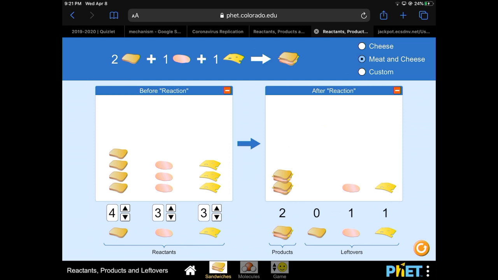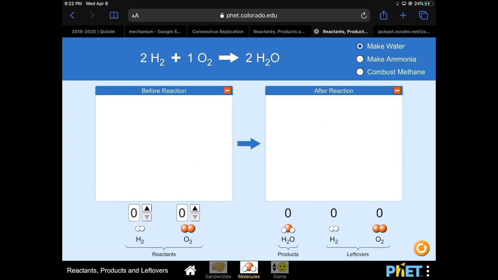We didn't make any extra meat left over. It's only when you lose a sandwich that you start gaining excess meat and excess cheese. All right, so moving on from that, let's look at molecules.